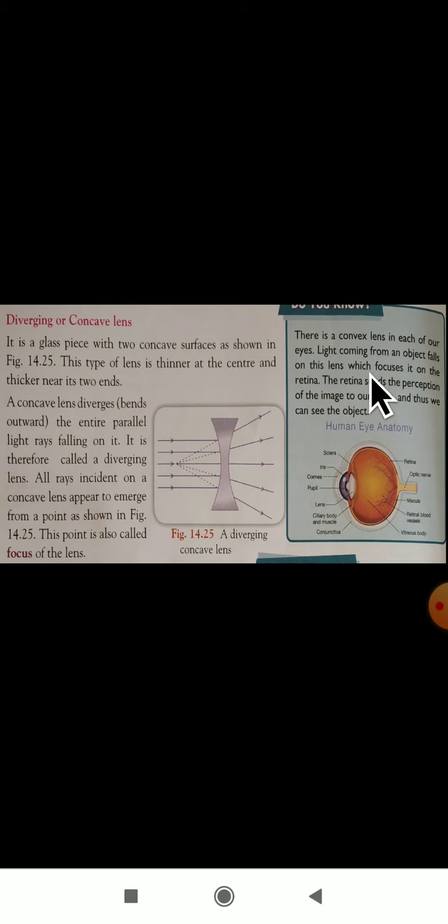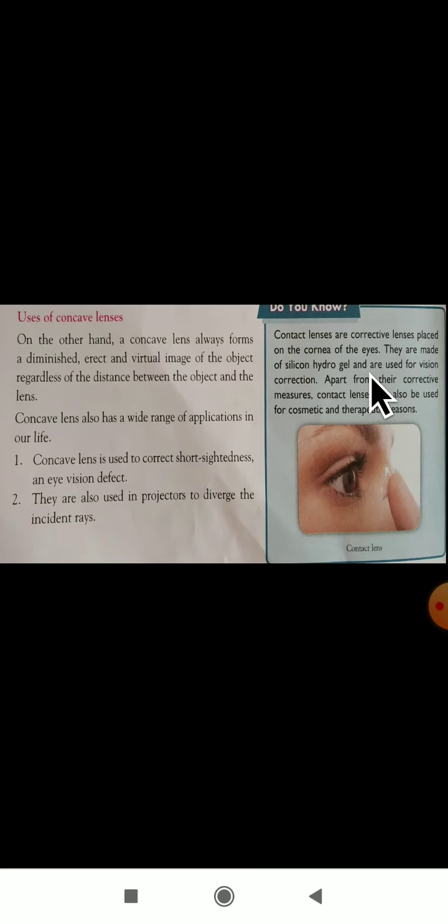Next we will study about the diverging or concave lens. Then what is a diverging lens? Or what is a concave lens? Another name for a diverging lens is a concave lens. See here, they have given one 'Do you know' activity.